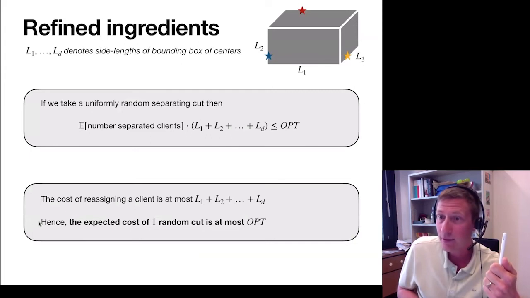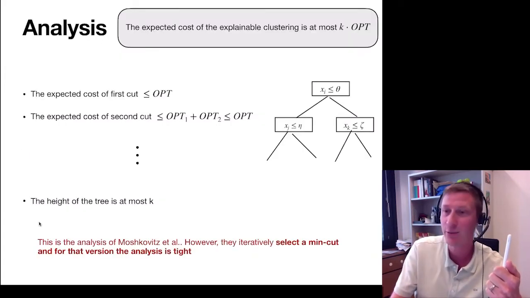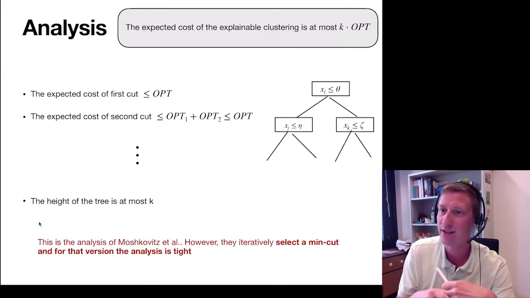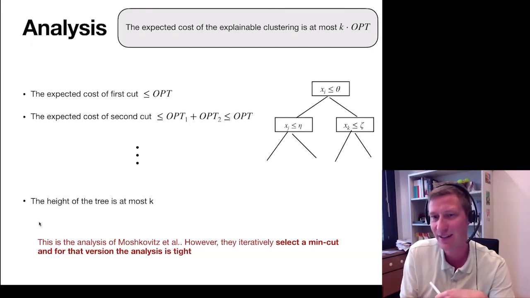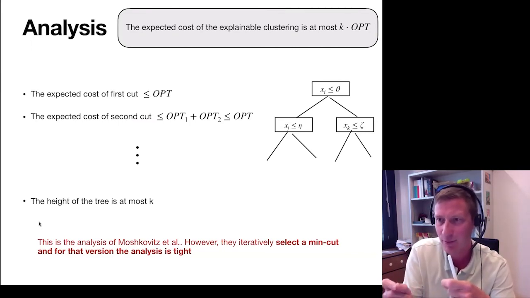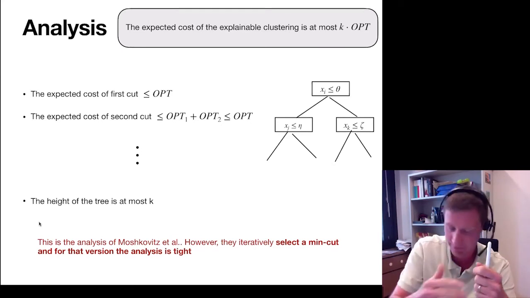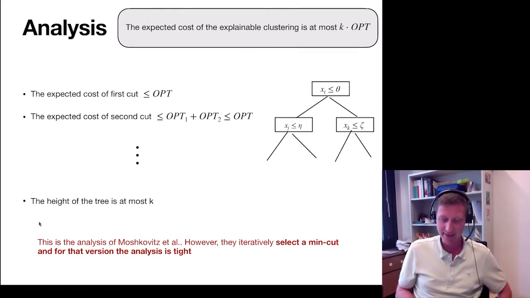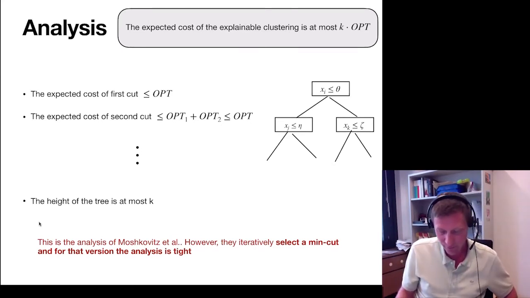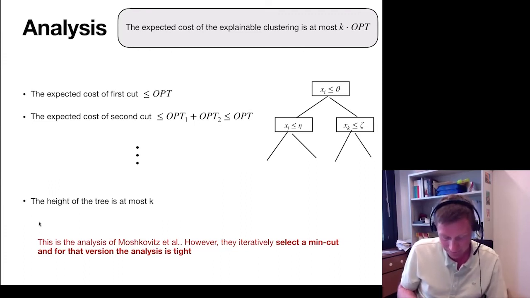Any questions? Sorry, that was just my intuition why I started to think about the random algorithm instead of the min cut, because min cut is very fragile. You can easily come up with a worst case instance that would make you have a height k tree. But the random one, you would feel like it would be a little bit more robust?